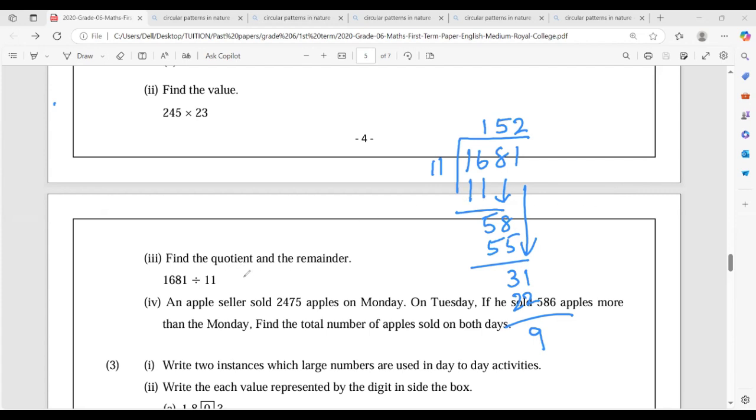So this 9 remains. Then you can write quotient. You can write just like this. Fine. So since it has been asked that way, you can write the same. The quotient equals 152. Remainder equals 9. This is the answer. Okay, now let's move on to part 4.